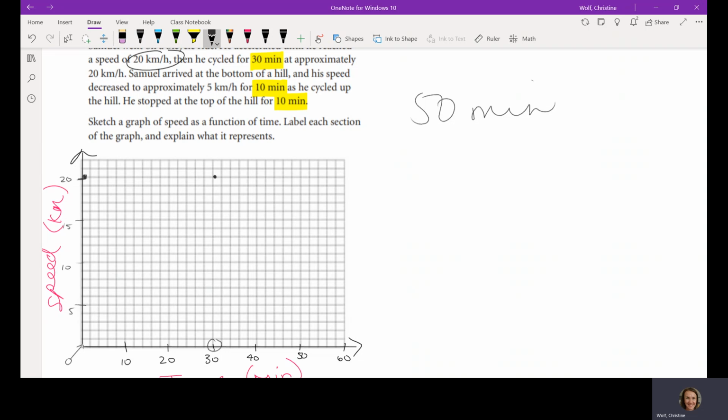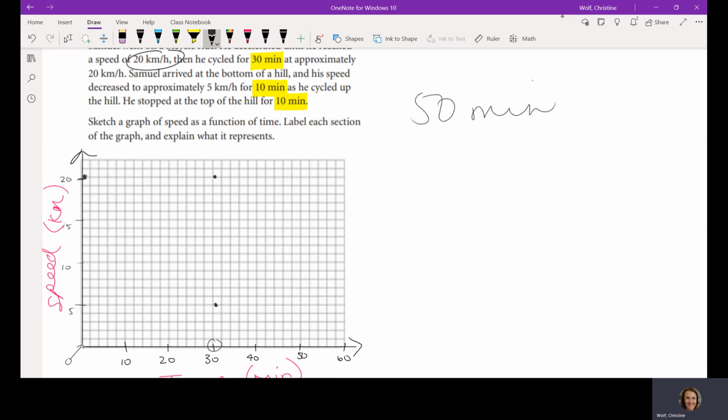Then he got to the bottom of a hill. So when you get to the bottom of a hill, his speed decreased to approximately 5. So he's riding his bike, he gets to a hill, and as he starts mounting the hill, his speed declines, and his speed declines down to 5. So here's the 5. Okay, and that's his speed now.